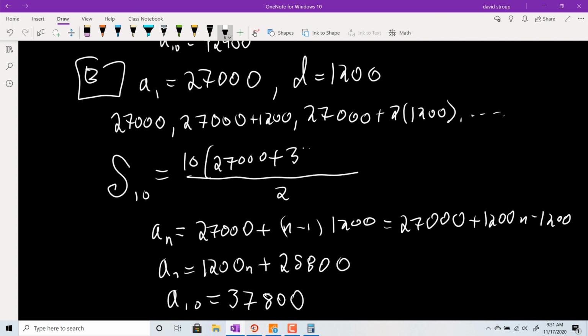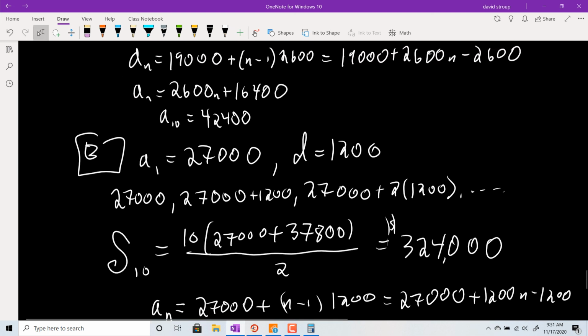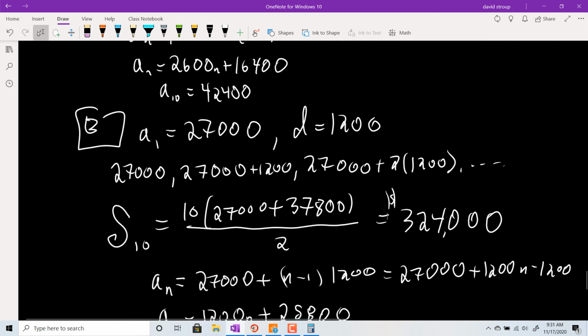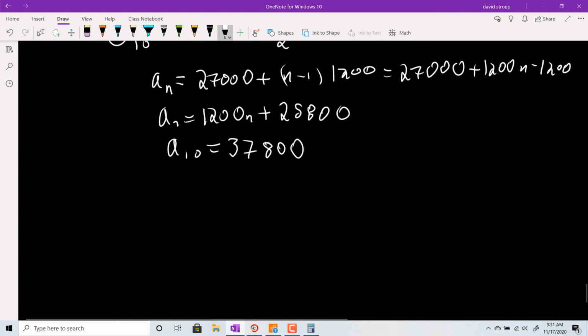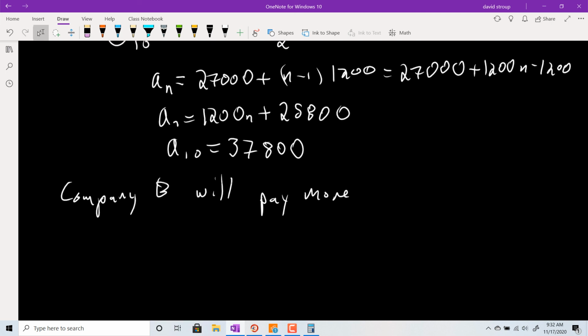So that goes here. And if you pop it into your calculator, you get $324,000 over 10 years. So at least financially speaking, if you're only planning to stay there for 10 years, company B is the better deal. B will pay more over a 10-year period.